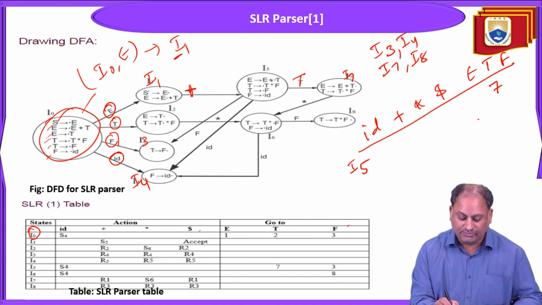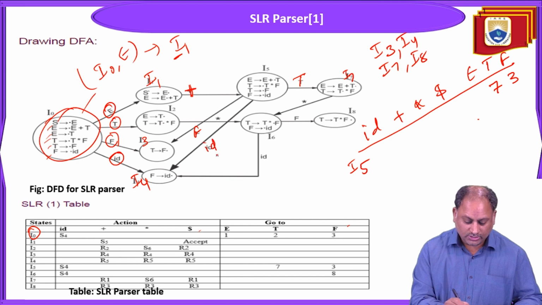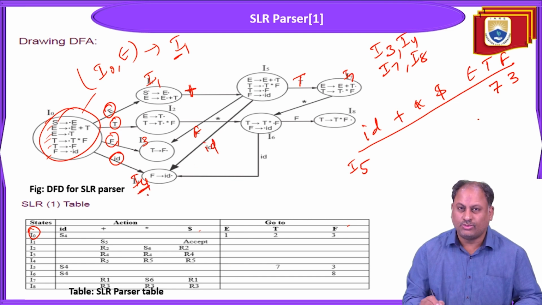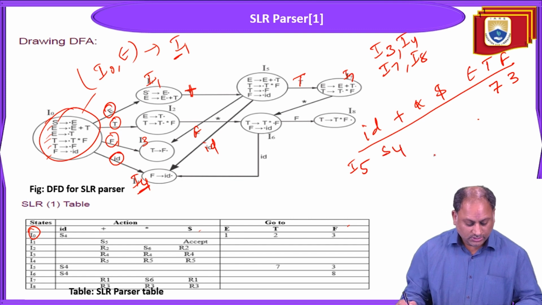And from this I5, one more operation, capital F, is also moving to that part, that is 3. Okay, moving to one more, that is ID. What is ID? Moving to one state, that is 4. Here 4 means S4. S4, that is for I5.